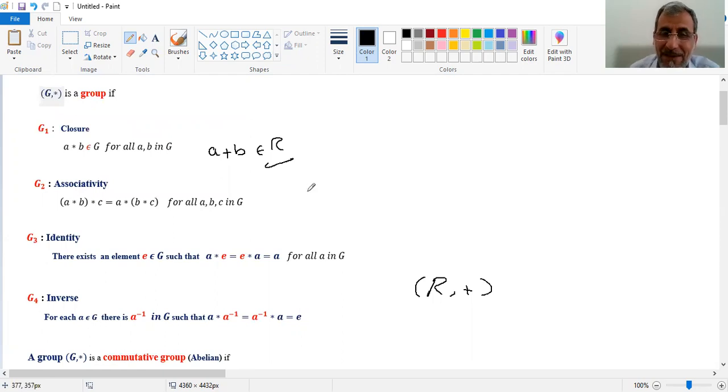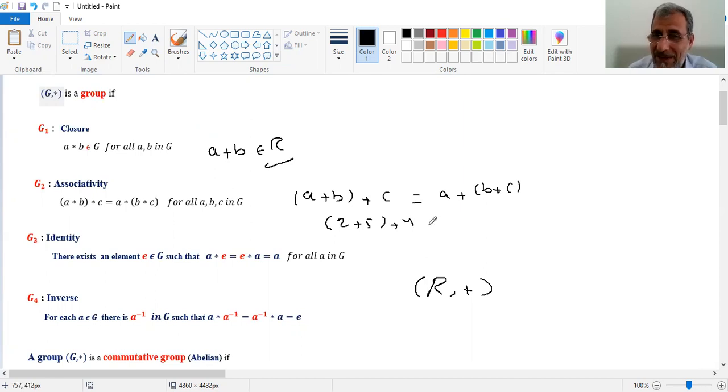Number two: A plus B plus C is the same as A plus B plus C, however we group them. This is clear also for all A, B, C in R. For example, 2 plus 5 is 7, plus 4 is 11. Then if I say here 5 plus 4, which is 9, plus 2, 11. So this is 11, and this one is it, positive or negative, for all A, B, C in R it is the same.